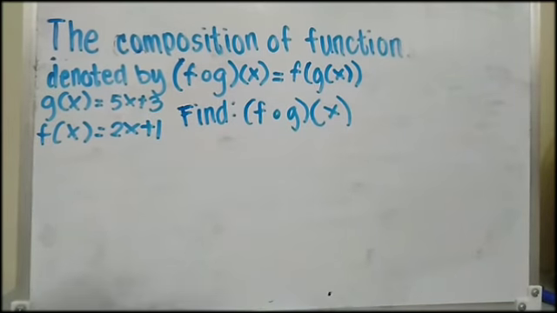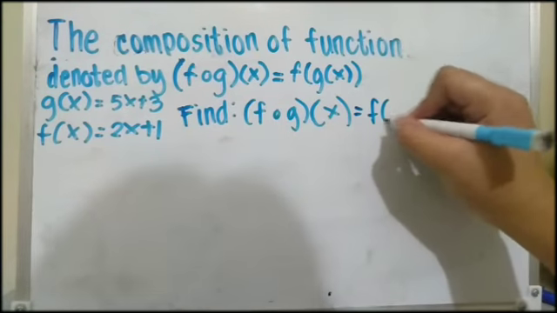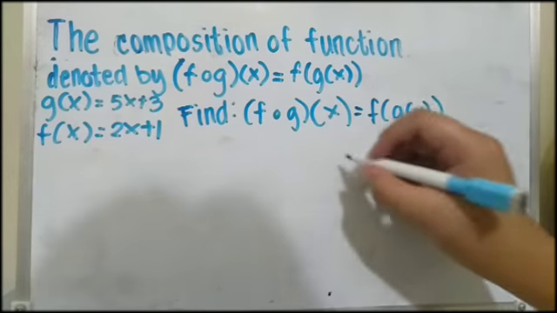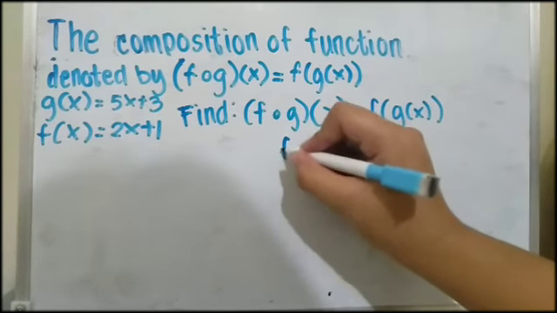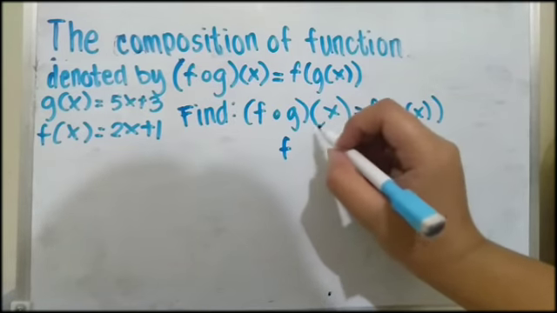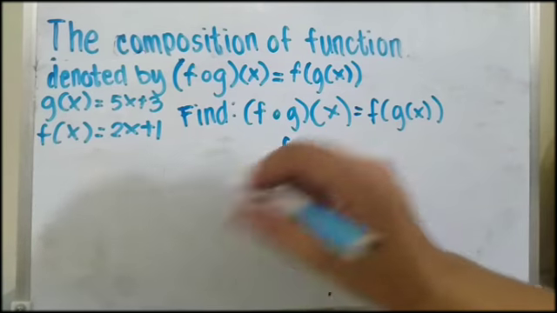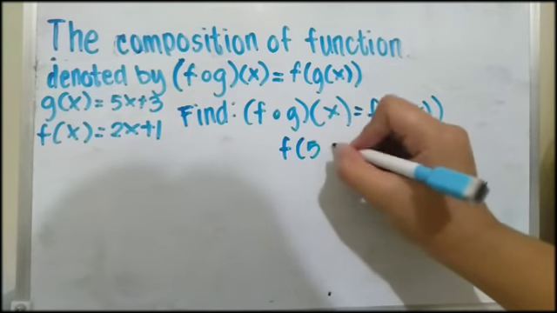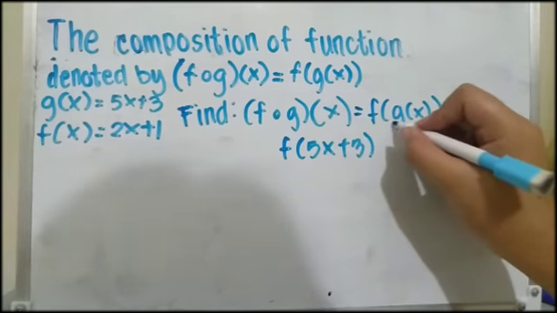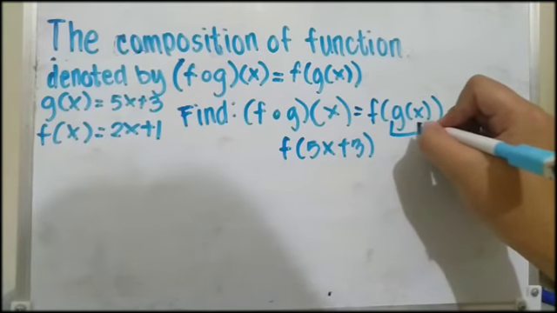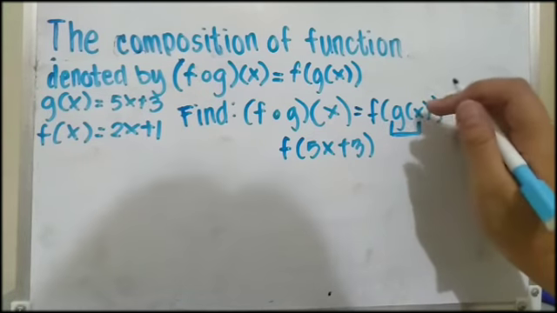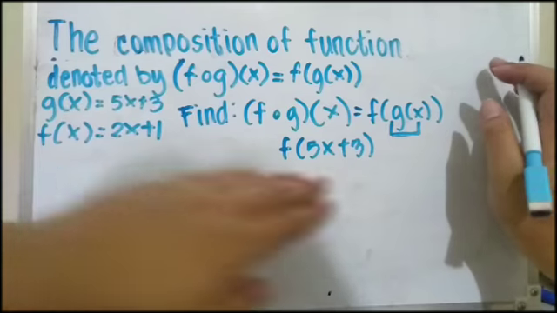So this is equal to f of g of x. What we are going to do is substitute the value into f(x). So the value of x is 5x plus 3. We are going to substitute first the variable that is inside the parentheses. So the value of g(x) is 5x plus 3.